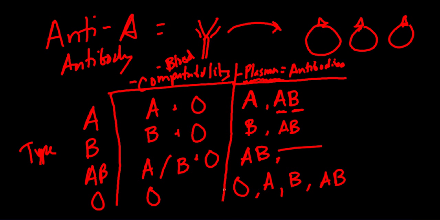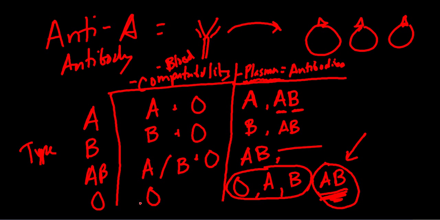Because in these examples, the patient is making antibodies. Here, the patient's plasma will have anti-A and anti-B. It doesn't matter, they don't have antigens. Here, they'll be producing antibodies against the B antigen. Doesn't matter. They don't have antigens. Here, they'll produce antibodies against antigen A. Doesn't matter. And here, they don't have any antibodies produced. Well, that's good because there's no antigen. So that's where the plasma comes in. The universal plasma donor is going to be AB, and the universal plasma acceptor is going to be type O.